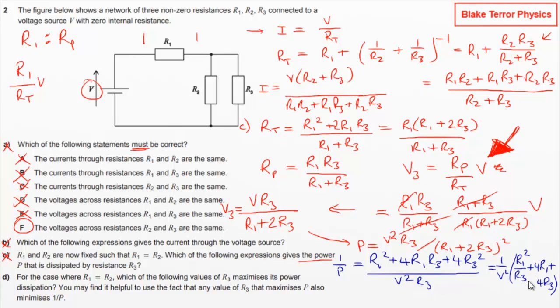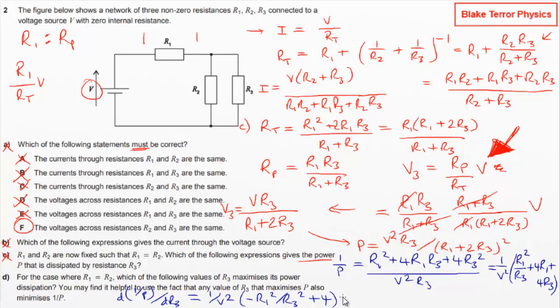So now that's what we need to differentiate, and at least it's in 3 separate terms. So that's going to be a bit easier to do. So we're going to be doing d of 1 over P by dR3, a bit of an unusual way of writing out your differential there, but that is what we're working out. So the 1 over V squared is going to stay where it is, and then we can just differentiate the bits in the brackets. So that first term is going to be minus R1 squared over R3 squared. The next term is going to be 0, and the last one's going to be 4.